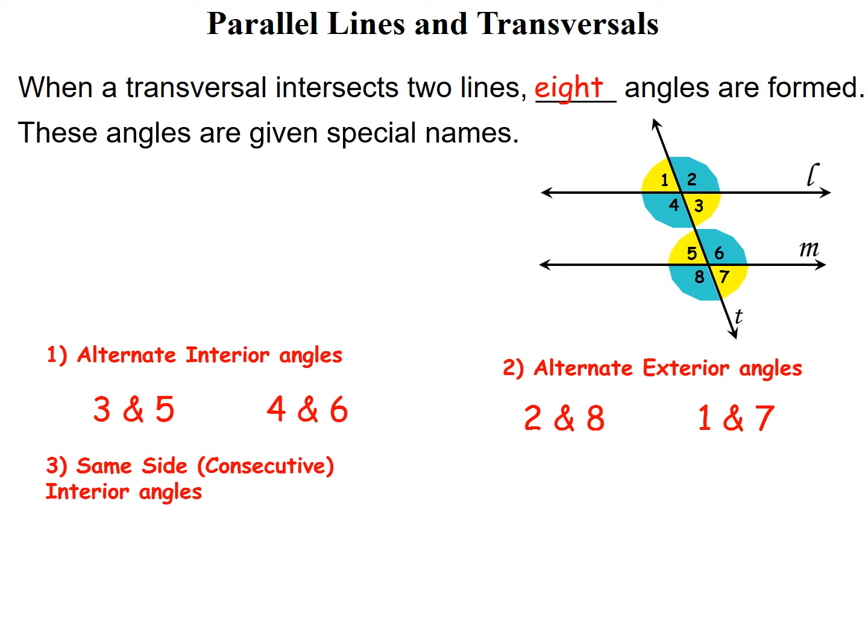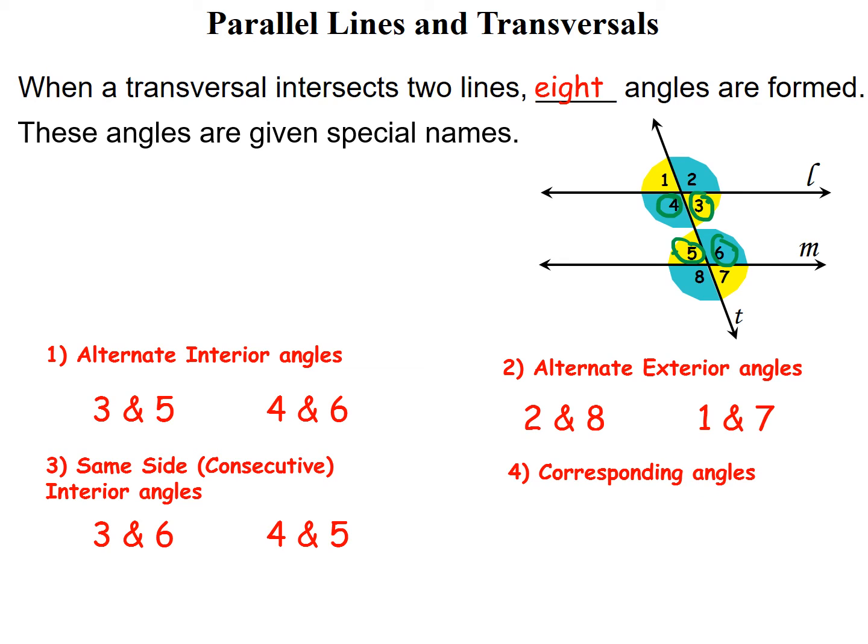And then we have same side, also called consecutive interior angles. Those are angles that are on the same side of the transversal, but they lie on the inside of the parallel lines. So again, the inside of those parallel lines that we're looking at, those angles are 4, 3, 5, and 6. Now we want ones to be on the same side. So we have 4 and 5, and then we have 3 and 6. So 3 and 6 and 4 and 5 are those pairs of same side interior angles. So make sure you get those numbers down.